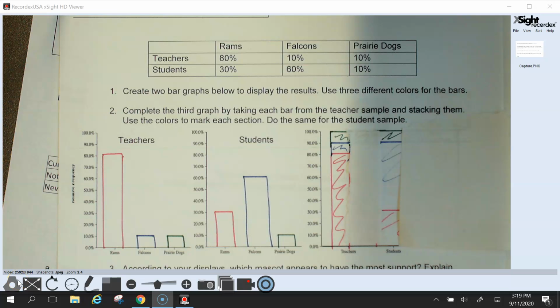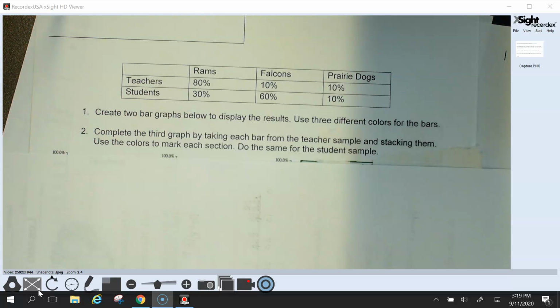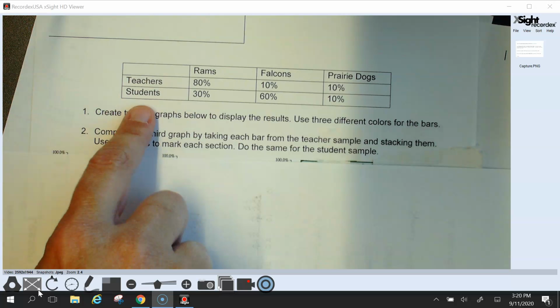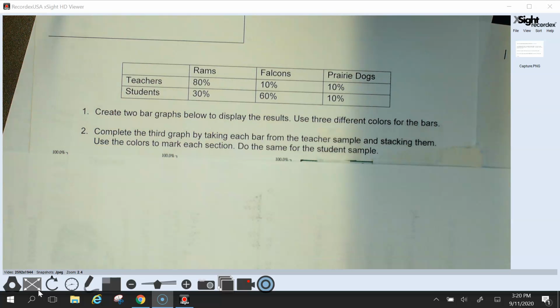Okay, so we're going to go ahead and look at it. What we're going to look at today is displaying bivariate categorical data. Bivariate, there are two different groups here we're going to compare, and we're comparing various mascots. Just so you know, this is fictional data.